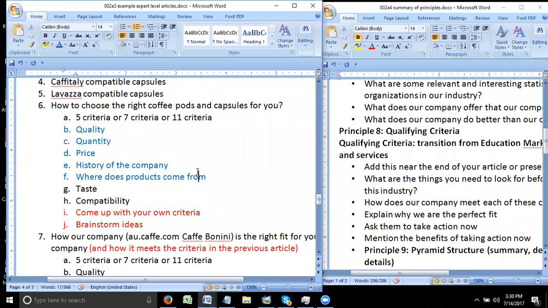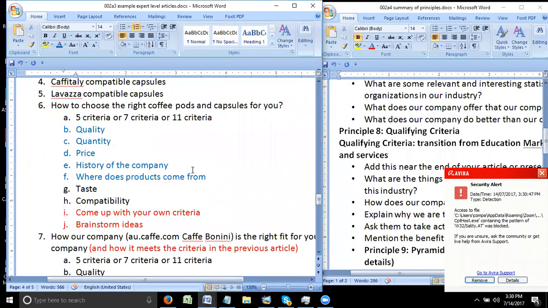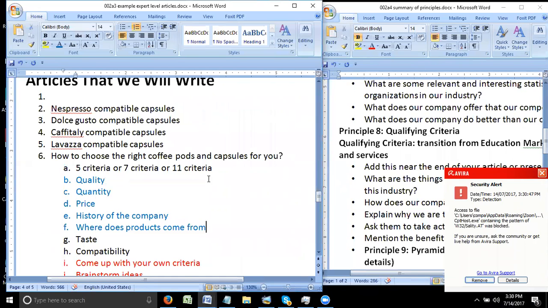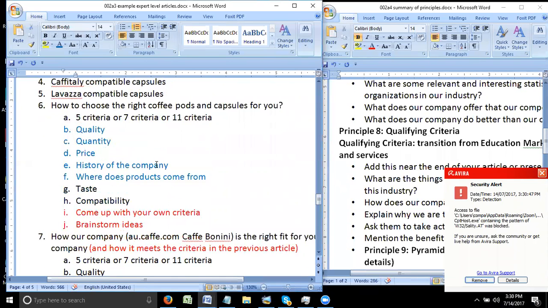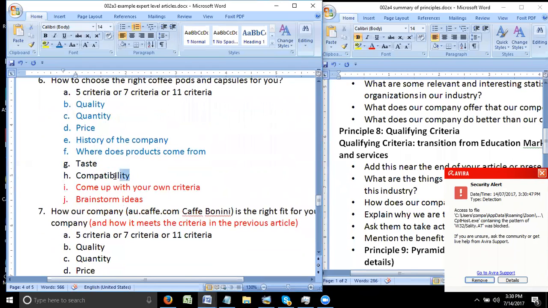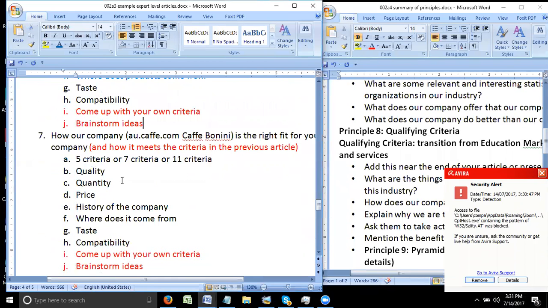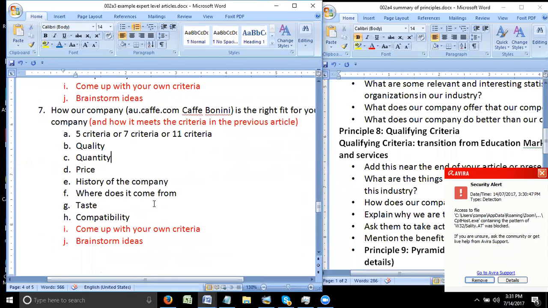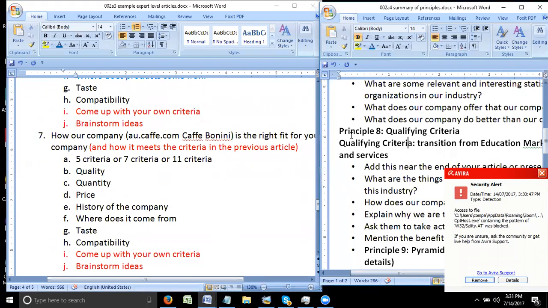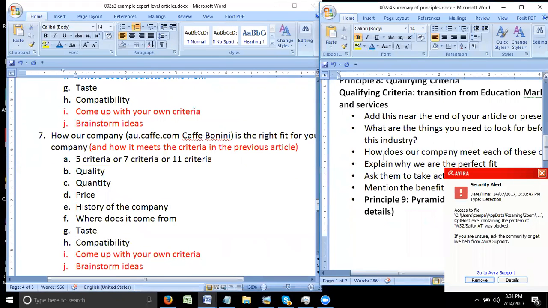All right. So I highlighted the ones in blue. And what that means is that you can use these items in any industry, practically in any industry. Compatibility, not necessarily. Quality, quantity, let me just make sure I didn't miss anything. Okay, so that's the qualifying criteria right there.